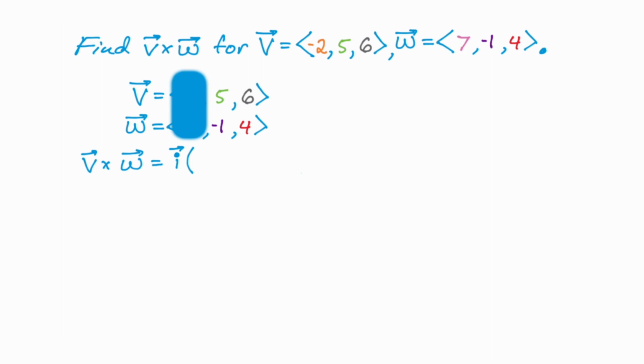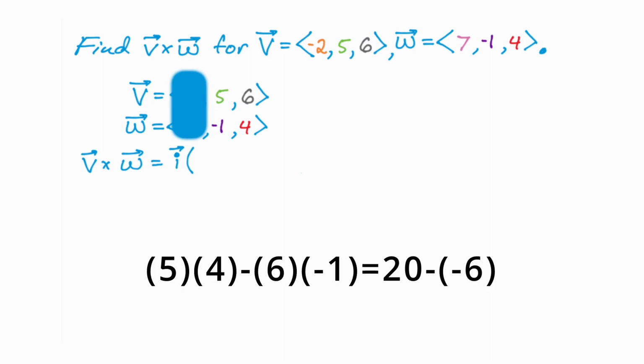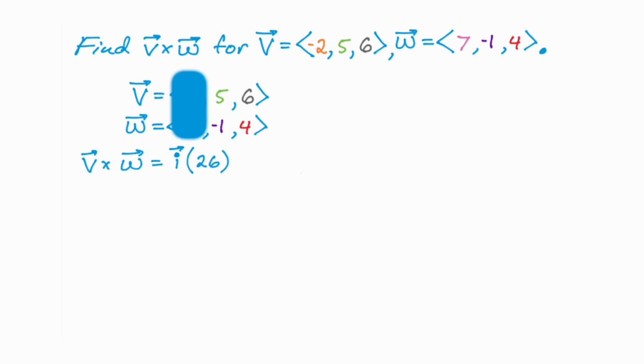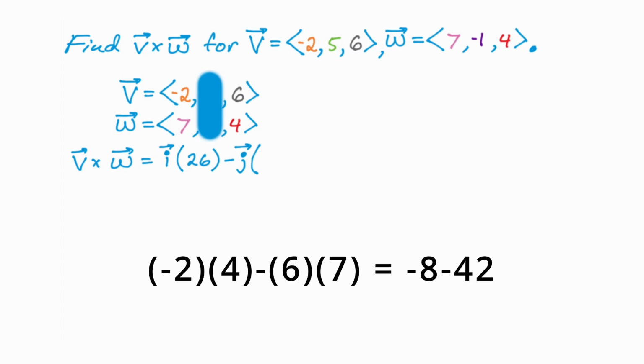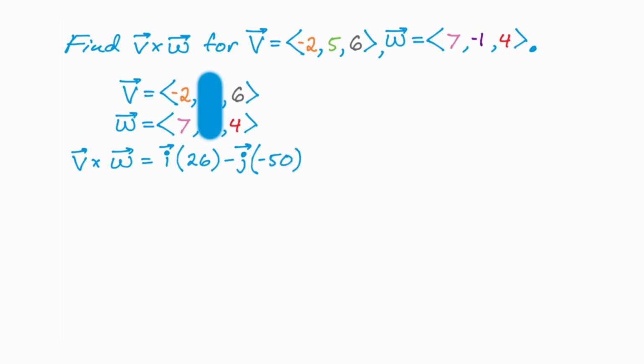This is my 2 by 2 determinant, so it's going to be 20 minus negative 6, which is 26. Then we're going to have minus j. And now what I need to do is copy this so that I can cross out the j column. So here goes. This will look like a jump cut. I've crossed out the j column. And now I have negative 2 times 4, which is negative 8, minus 6 times 7. So I have negative 8 minus 42 is negative 50.